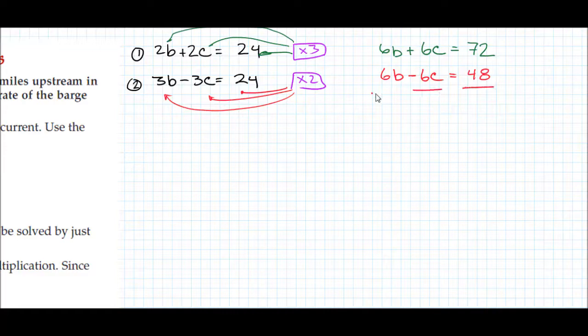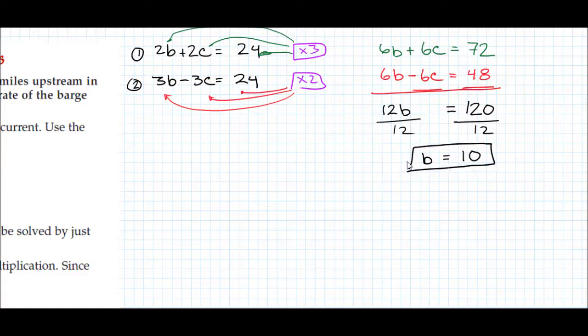So now we can just add these equations together. So 6b plus 6b is 12b. 6c minus 6c is 0. 72 plus 48 is 120. So divide each side by 12. So the rate of the barge, or B, is 10.